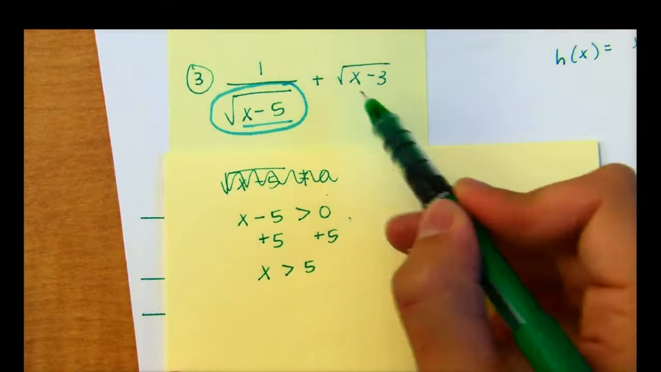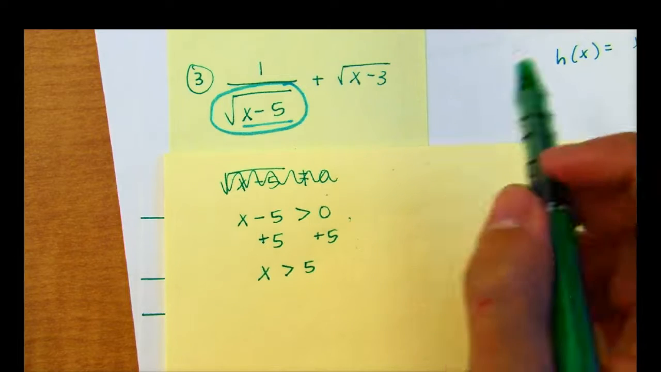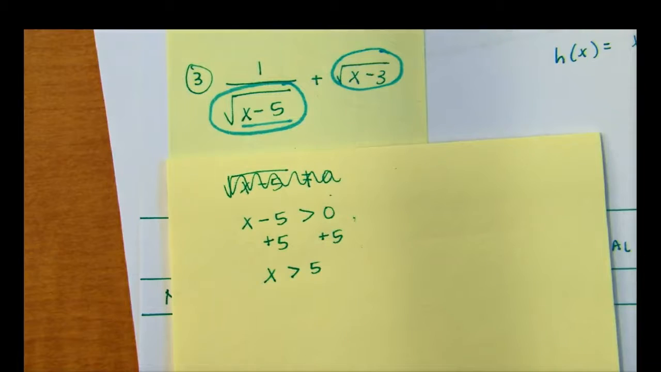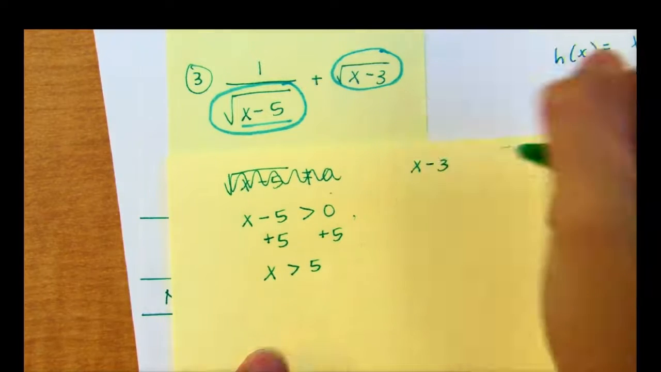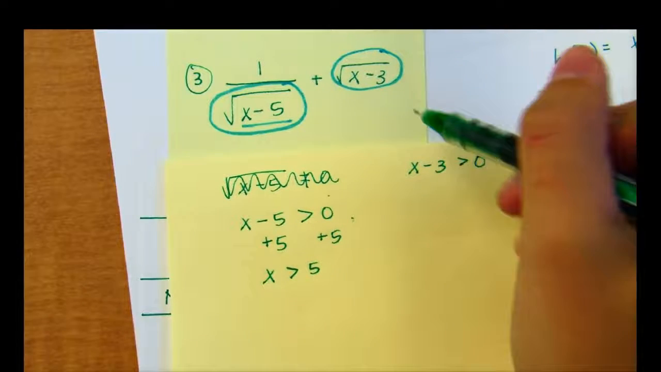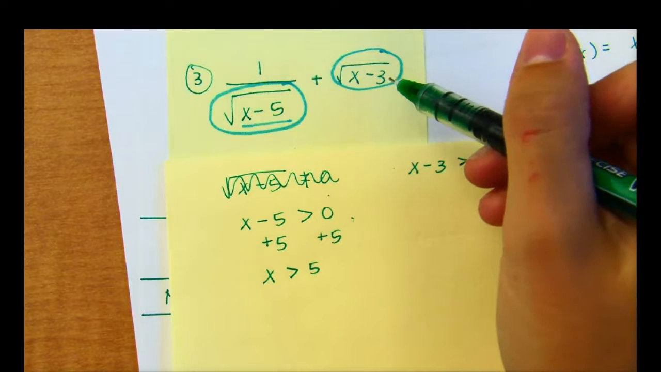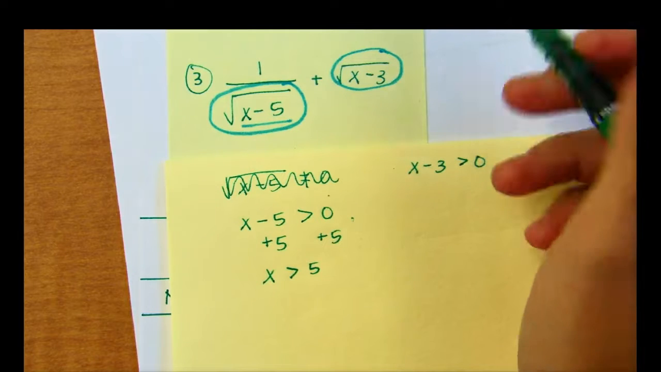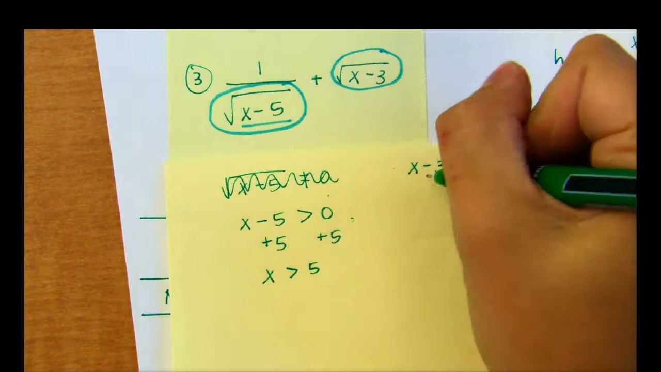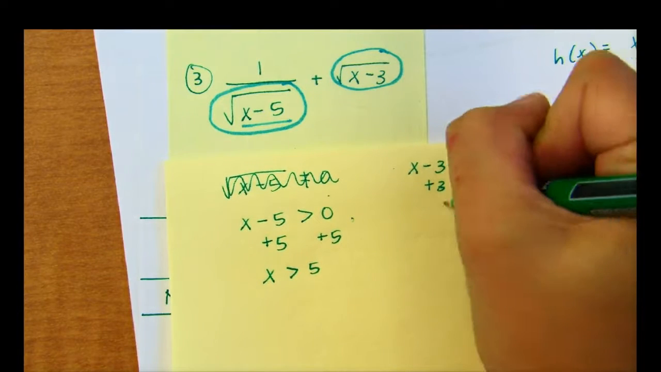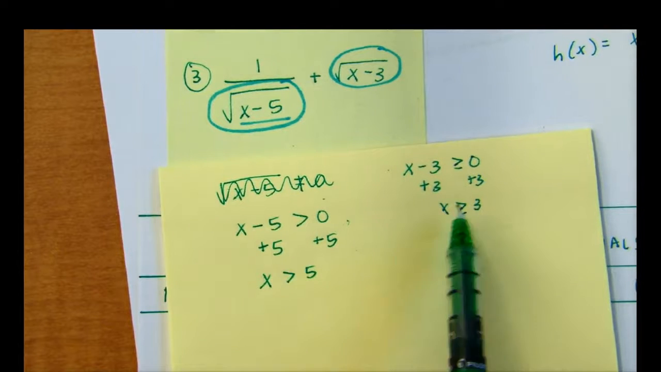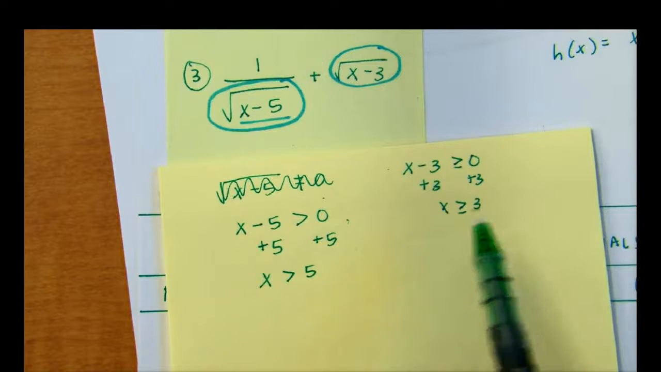Now the second restriction to my domain. I've got another square root, x minus 3. Remember, this has to be positive, so it has to be greater than 0. But in this case, this function is not in a denominator. It's outside of a denominator, so it actually can equal 0. I can have something plus 0, that's fine. So if I solve this inequality, add 3 to both sides, x has to be greater than or equal to 3. So I need to graph this in such a way so that both of these things stay true.